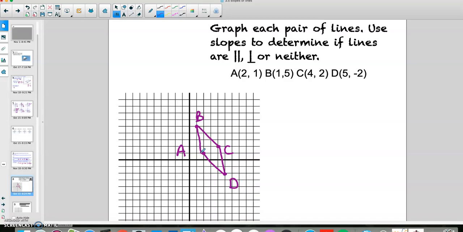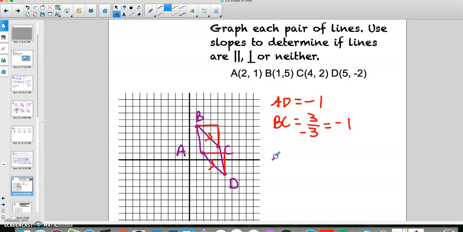You can go ahead and count. I'm going to change colors. So from D to A, we go up 3 over negative 3. So AD is negative 1. And up 3 over 3 for BC is also, I'll write the first in there, negative 3, which is negative 1. So we know that this line is parallel to that.